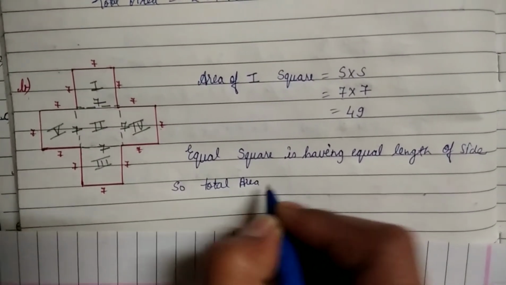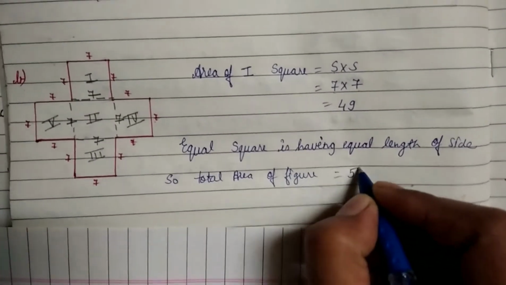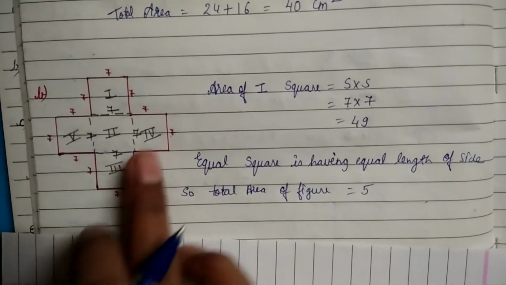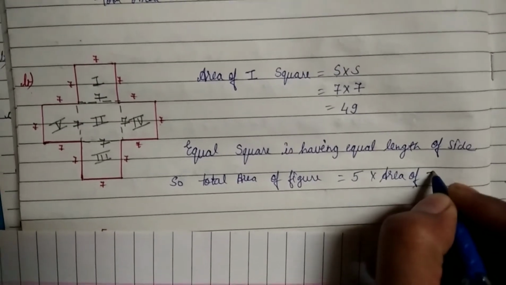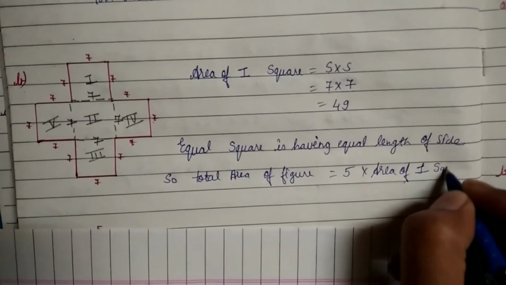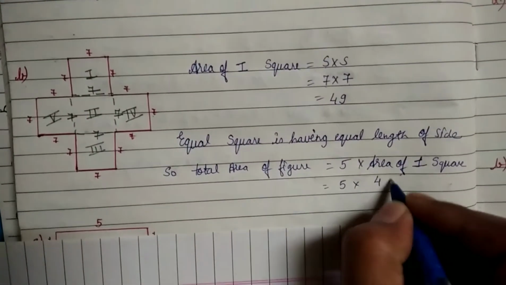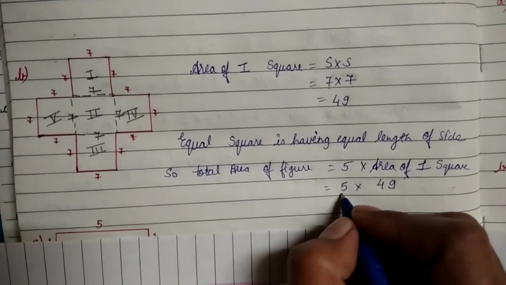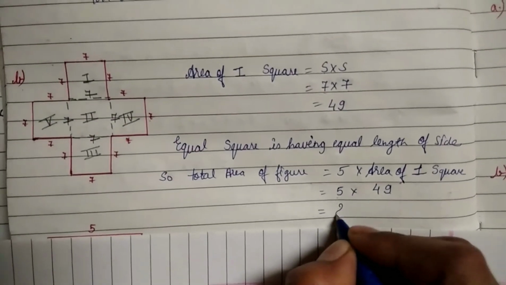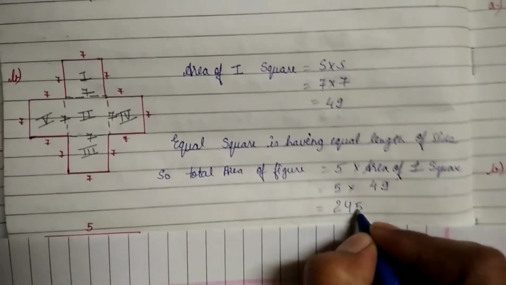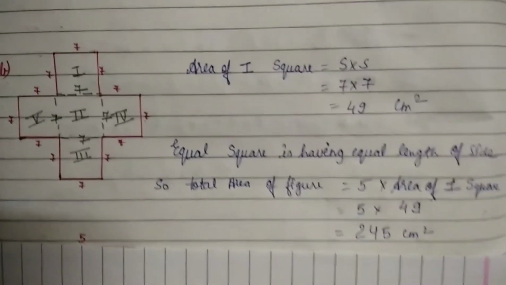So the total area of the figure is multiplied by 5. How many are there? 1, 2, 3, 4, 5. The 5 is multiplied by the area of 1 square. The area of 1 square we saw is 49, and when we multiply 49 by 5, we will get 245 centimeter square, the total area of the square.